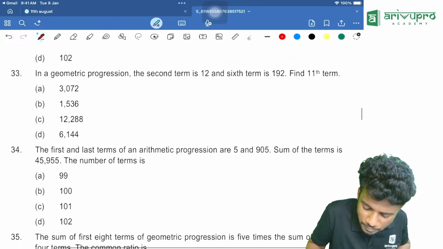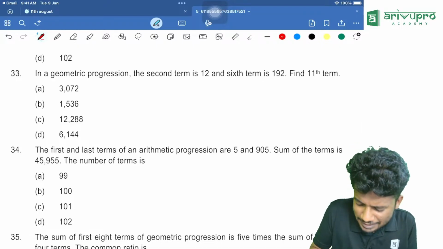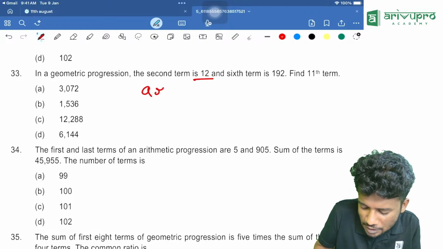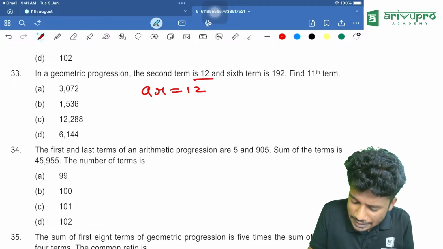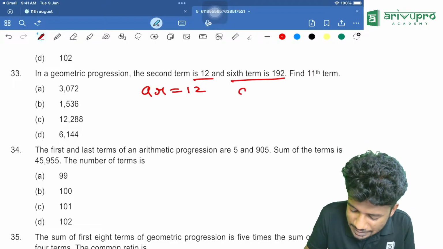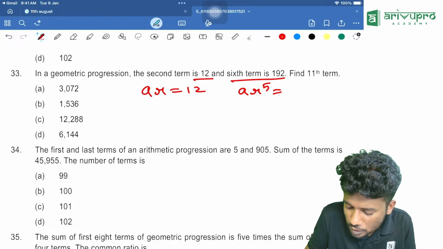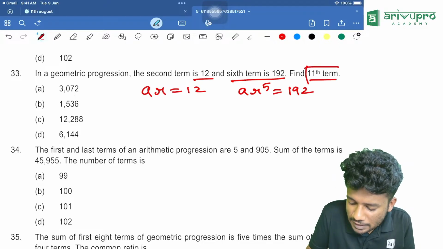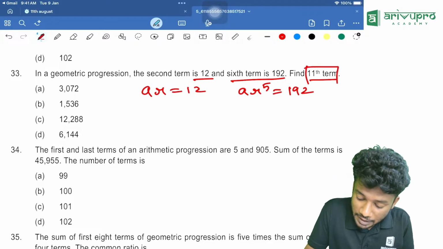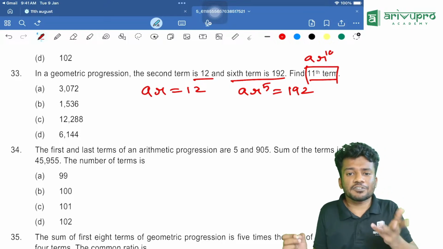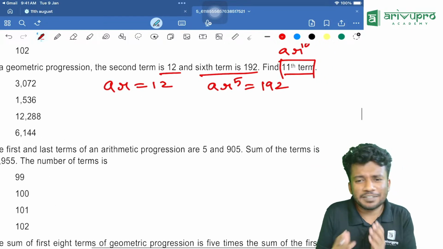Okay, next one. Geometric progression. The second term is 12. That means A into R is equal to 12. The sixth term is 192. That means AR raised to 5 is equal to 192. We need to find the value of the 11th term, that means AR raised to 10. Easy question, direct question, very basic question.